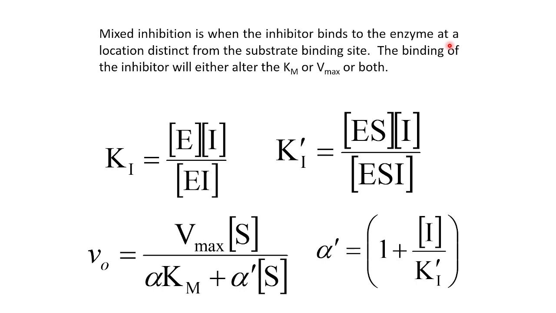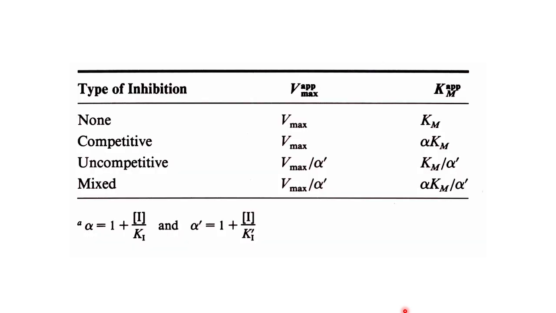Now your Ki equals your enzyme concentration times your inhibitor concentration divided by EI, whereas your Ki dash equals your enzyme substrate complex times your inhibitor concentration divided by your enzyme substrate inhibitor complex. Then your entire equation becomes a bit more complex, where your Michaelis-Menten equation is V naught equals Vmax times substrate concentration divided by alpha Km plus alpha dash times substrate concentration, where your alpha dash value and your alpha value are known to you. So this is the ultimate thing that you get out of the inhibition study of an enzyme.